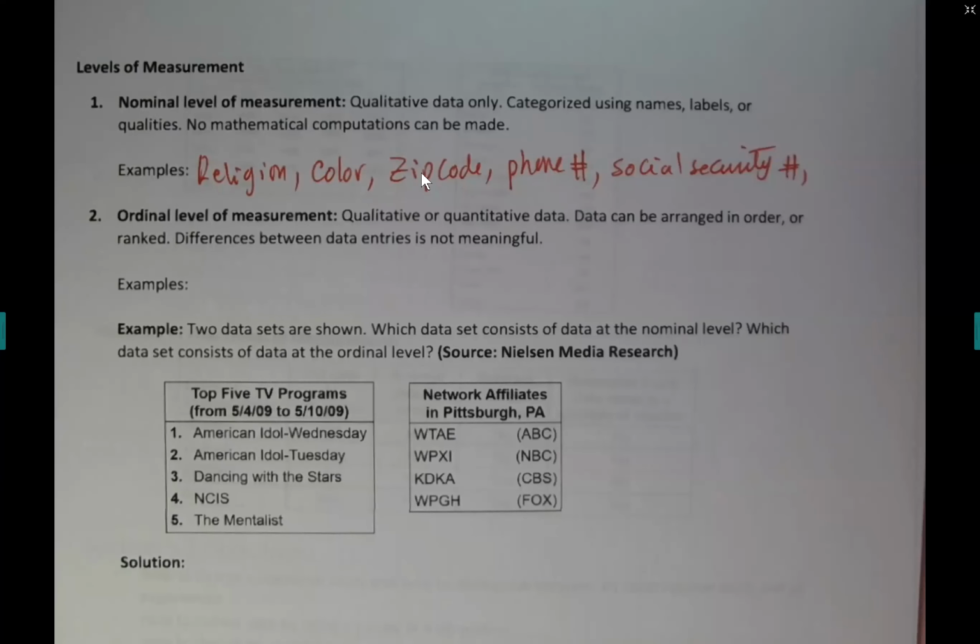Let's go to the ordinal level. Ordinal level, guys, is mainly qualitative data. It could be quantitative, that can be ranked, arranged in order, smallest to largest, largest to smallest. But you cannot subtract two data entries if they are quantitative. Can you guys think of an example of some qualitative data that can be ranked? Rank means to prioritize: first, second, third, fourth, etc.